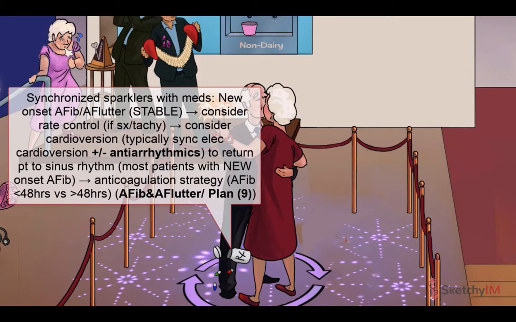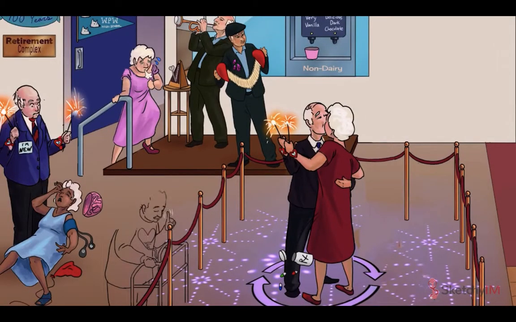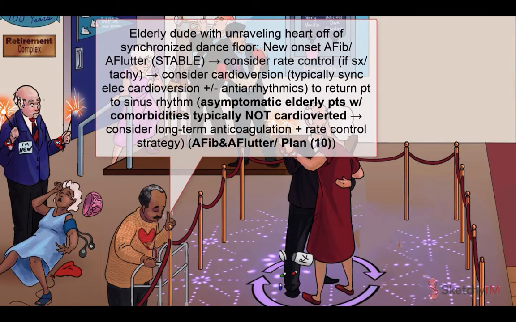So-called pharmacologic cardioversion, in which meds are given alone without electric cardioversion, is rarely pursued for new onset AFib and Aflutter. Reasons not to cardiovert in new onset AFib or Aflutter? How about Leonard over here? Completely asymptomatic and elderly with multiple comorbidities.